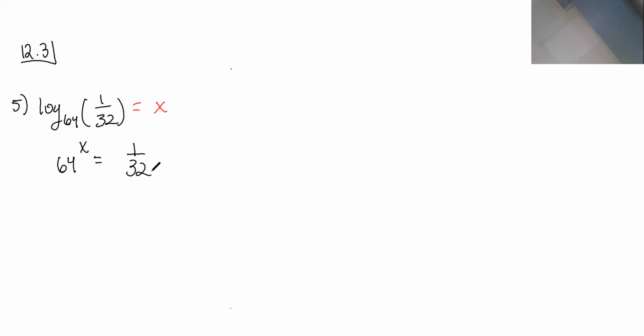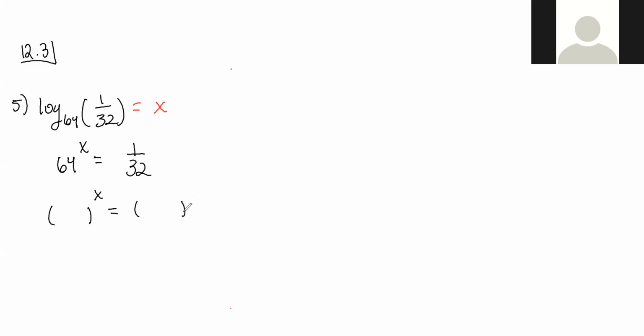Now, we just did these earlier. We want to get them to have the same base. What's the same base going to be? 2. So 2 to what power is 64? To the 6th. And 2 to what power is 32, not 1 over 32, just 32? 2 to the 5th. So 2 to what power would be 1 over 32? 2 to the negative 5th. Does everybody understand that?